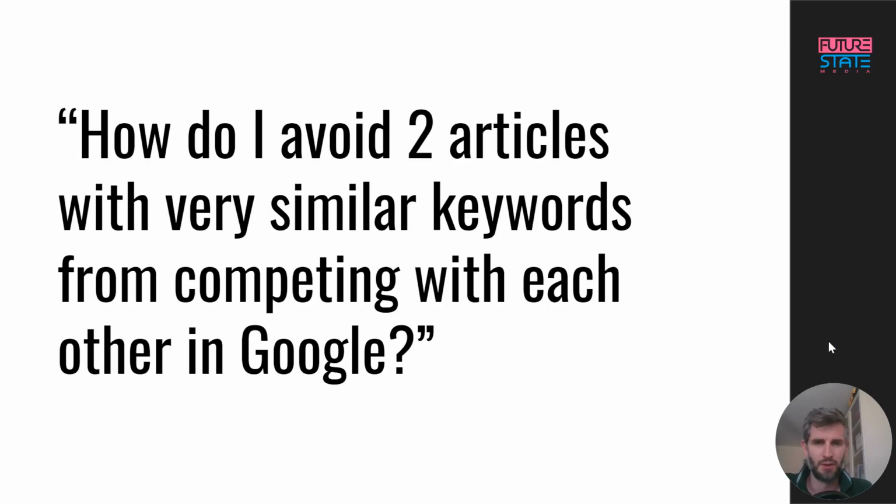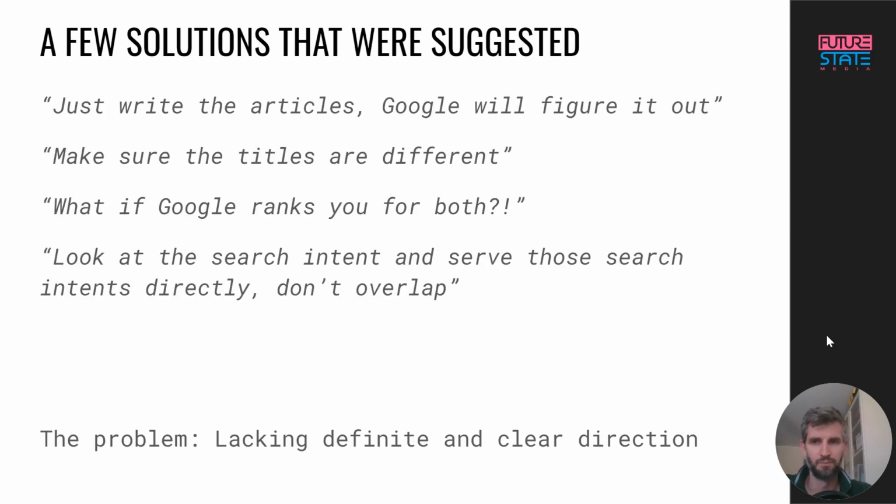So, where was this inspired from? It was a question that popped up around how do I avoid two articles with very similar keywords from competing with each other in Google? It's quite a common theme, quite an established terminology in keyword cannibalization. We tend to use the terminology internal competition because, in essence, what we're talking about is two articles competing with each other for a page one slot in Google.